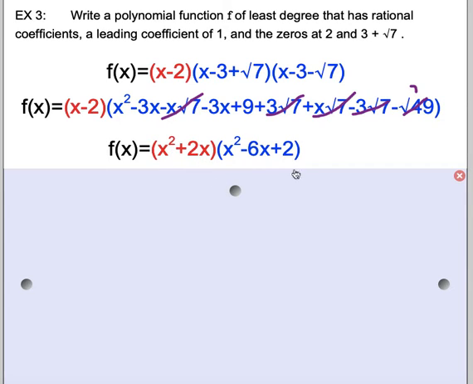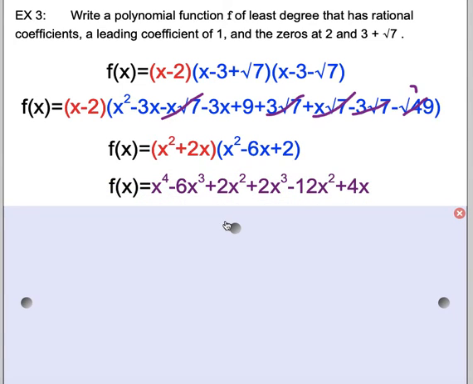Okay, I have a binomial times a trinomial. So I'm going to either make a 2 by 3 box, or I'm going to just distribute and distribute and distribute. X squared times x squared is x to the 4th. X squared times negative 6 is negative 6x cubed. X squared times 2 is 2x squared. Now we repeat the process with my 2x. 2x times x squared is 2x cubed. 2x times negative 6x is negative 12x squared. And 2x times 2 is 4x.